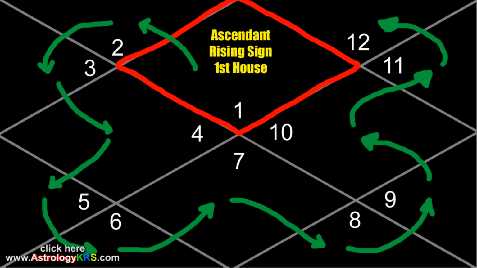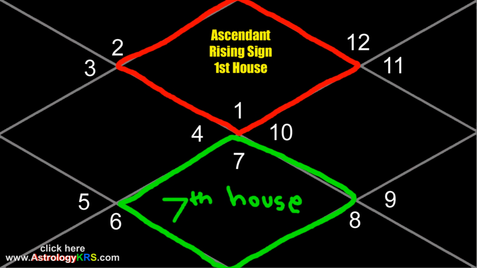And these houses never change. Okay, so if I was to ask you where's your 7th house, you will look where that number 7 is, and that is your 7th house. That is the house of your spouse. That is the house of your partnerships, how your marriage is going to be. You will look at it from that chart.